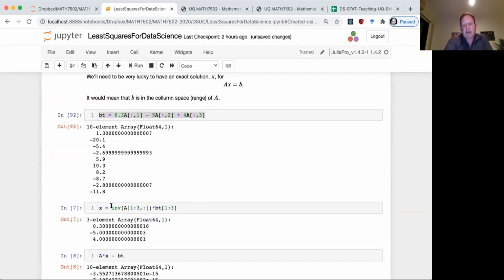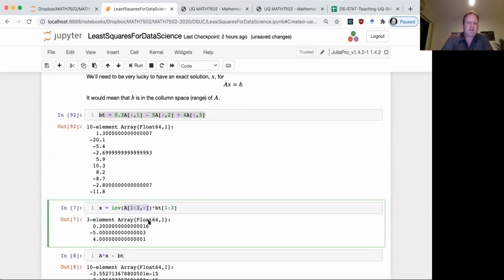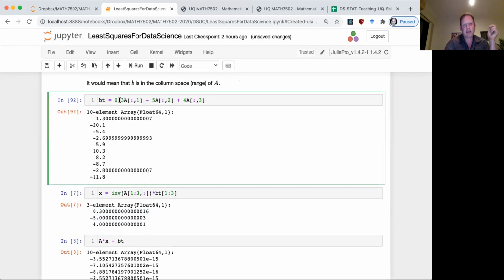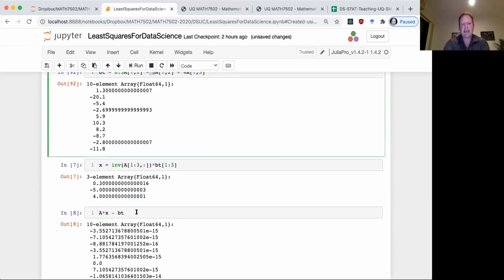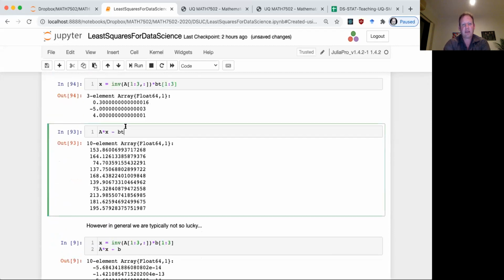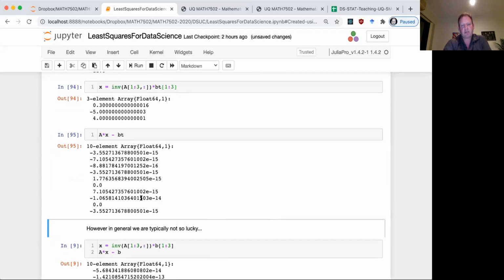Now, one way we can solve this is let's take just the first three equations. What I'm highlighting is just the first three equations, right? Rows 1, 2, 3 of A, take the inverse of that, multiply by the first three elements of BT, and let's call this our X. And then X we've retrieved here, look, we've retrieved the 0.3, the minus 5, and the 4, with a bit of numerical error. So of course, AX minus BT in this case is going to be all zeros, okay?